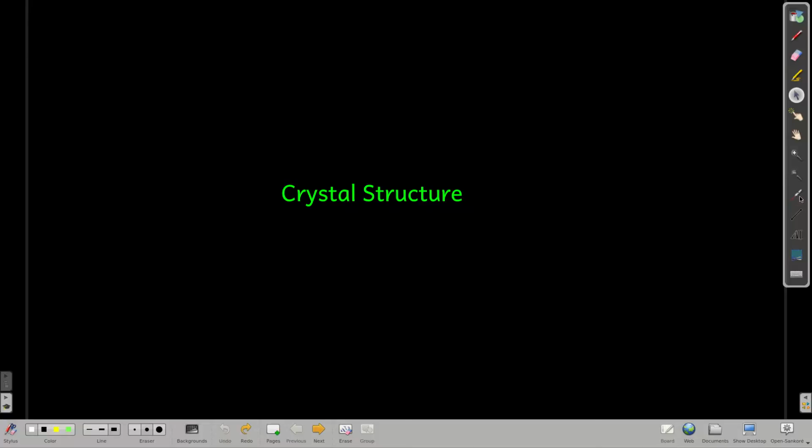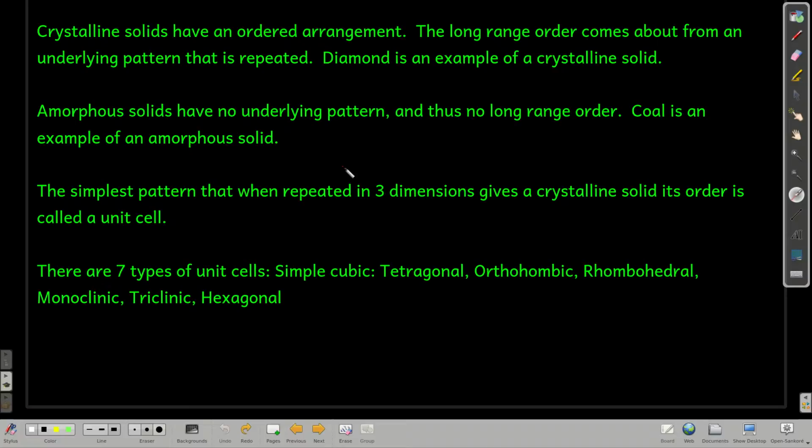In this module, we're talking about crystal structure, the structure of solids. So a solid can be either a crystalline solid or an amorphous solid, basically. In a crystalline solid, there's a long-range order at the atomic level, and that comes from what's called a unit cell, a pattern that's repeated in 3 dimensions. In an amorphous solid, there is no pattern. There's no long-range order at all.